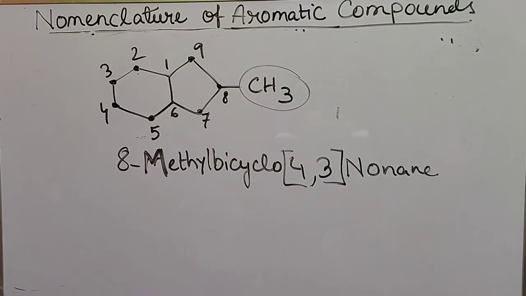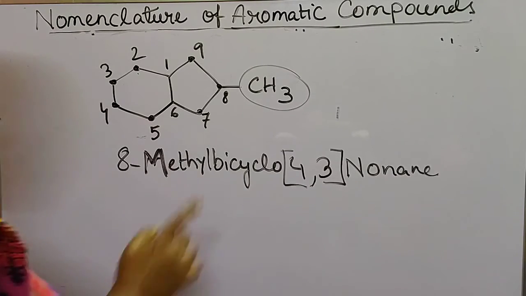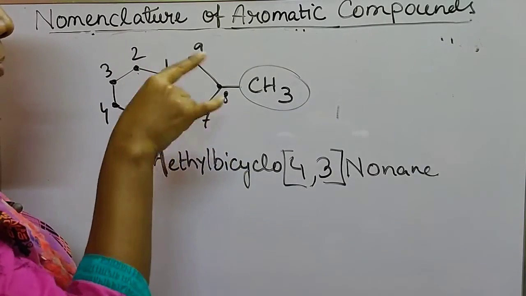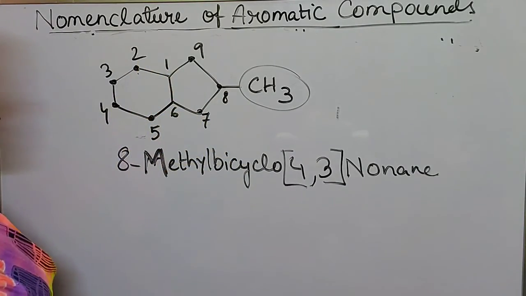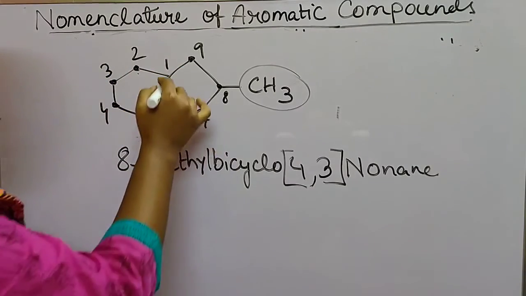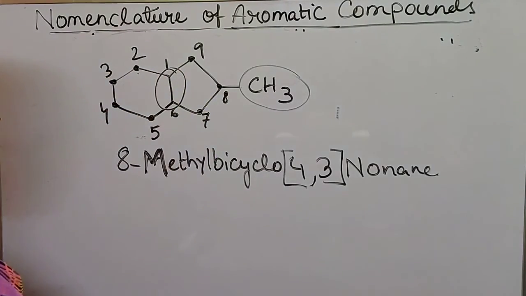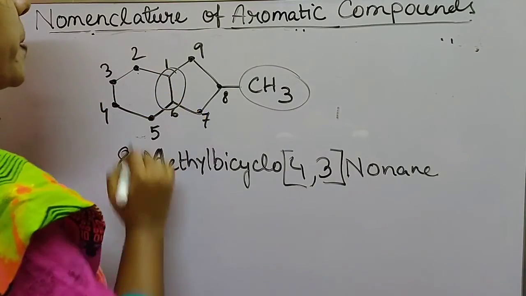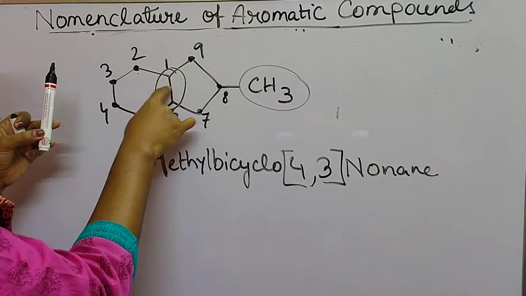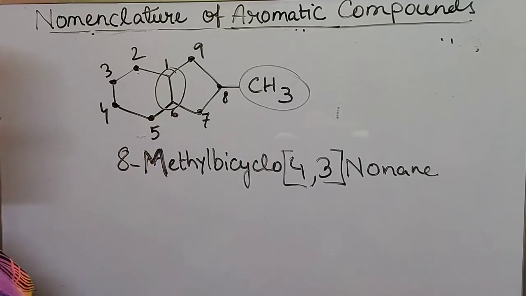8-methyl bicyclo 4, 3. Okay, there is also one more thing. There are actually 3 types of joints. One is this part, another one is this part. This part also we have to count. Okay, this is also another part. So here there are no bridge positions, there are only the two joint carbons, but no bridge carbon or middle carbon is present here.